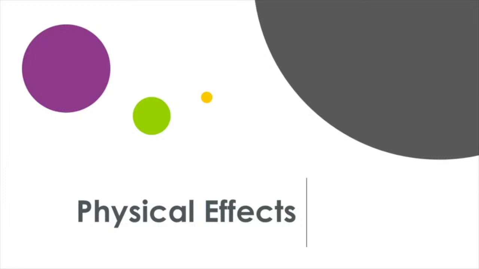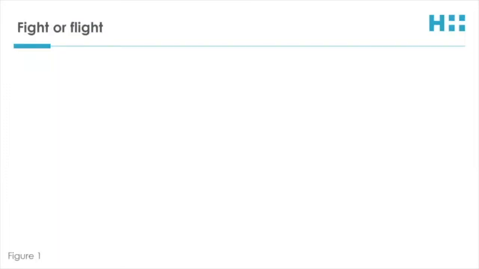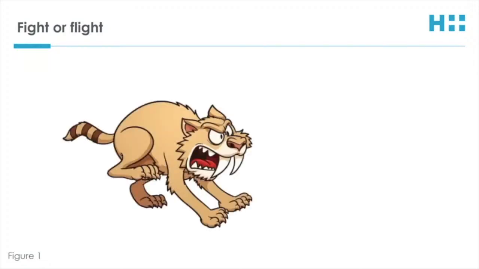So let's look at the physical effects of anxiety. You might have heard of fight or flight. Our ancestors would have many dangers to worry about. That could be from rival tribes, the weather, and even big scary animals like this saber-toothed cat.